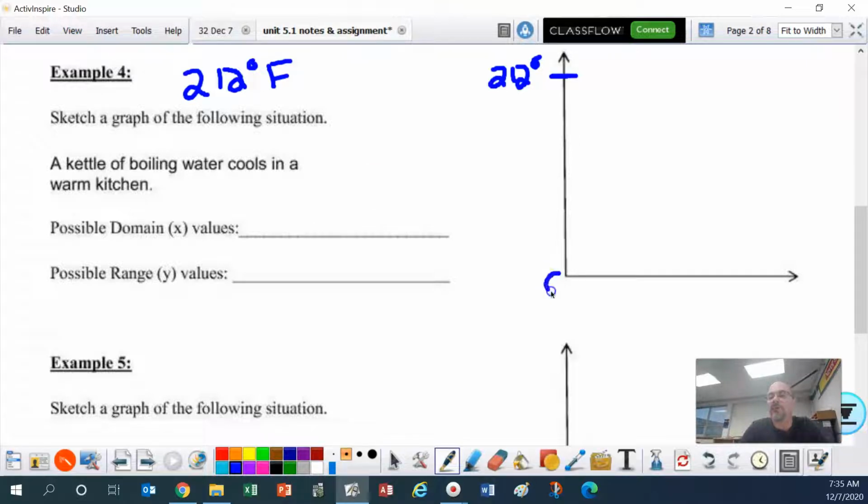And we're going to go ahead and put 0 here. Well, we know it's not going to get below freezing, right, ladies and gentlemen? Okay, so now it's a warm kitchen. Okay, well, it's going to cool, but it doesn't cool linearly. It doesn't cool at a consistent rate. It cools kind of like this, ladies and gentlemen. It cools and it curves, okay, until it reaches the room temperature.